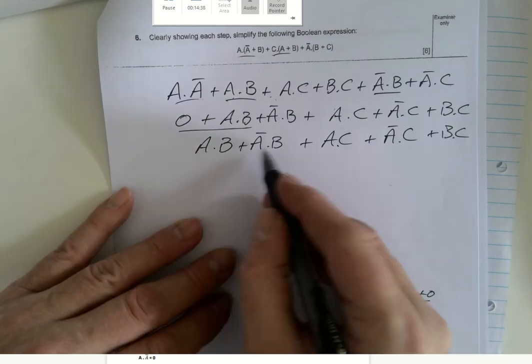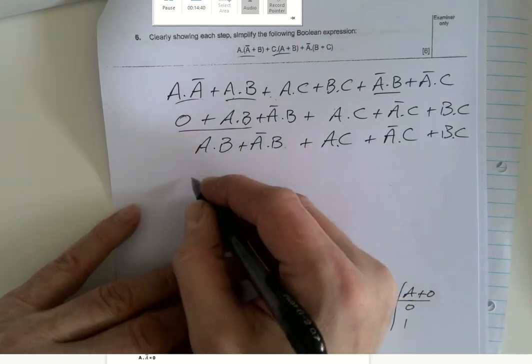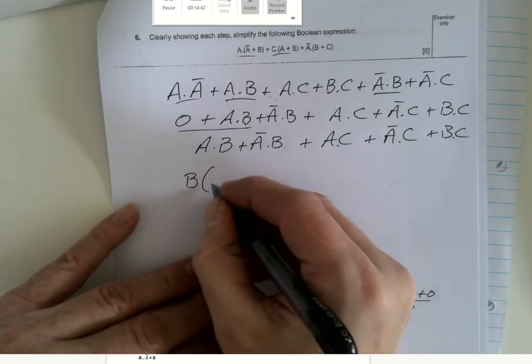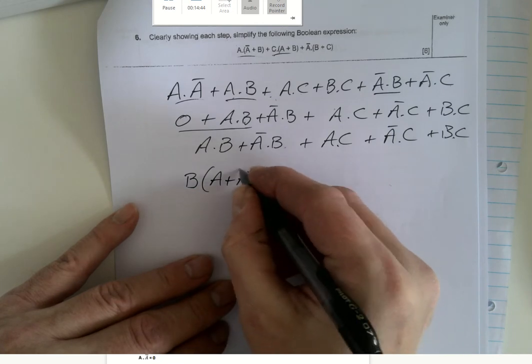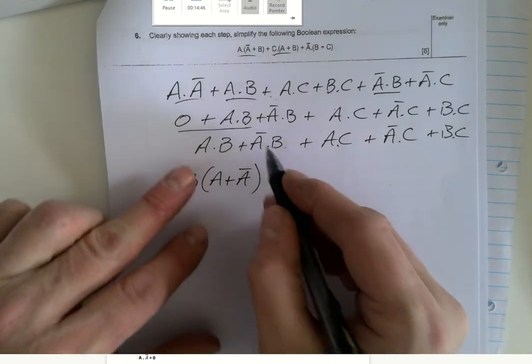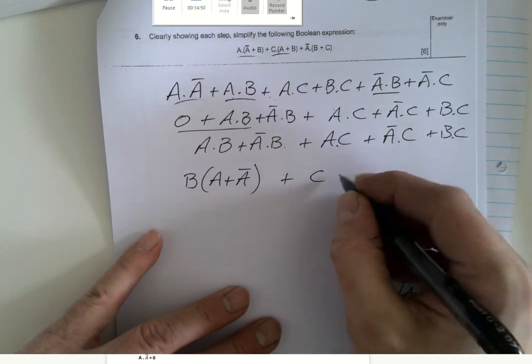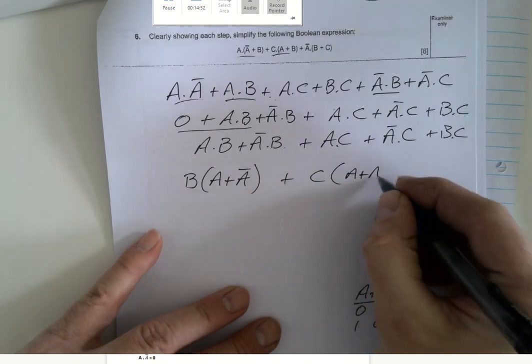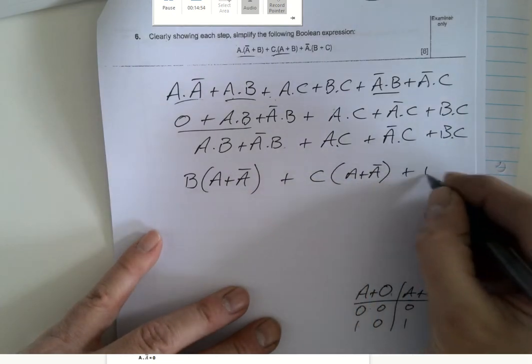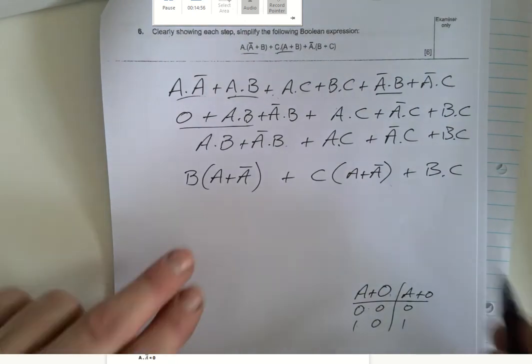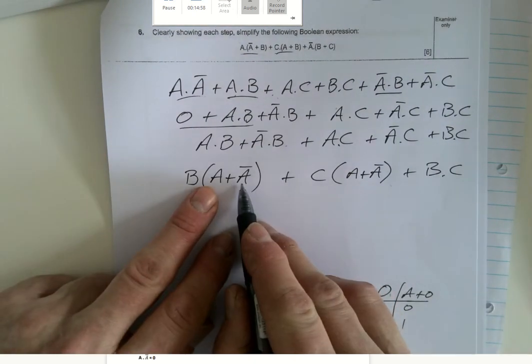Okay, right, now what I'm going to do, I'm going to take a factor out of this, of B, and I'm going to leave in there A or not A. That's what the not A's are for, they're going to cancel each other out. Or for this one, I'm going to take C out, and I'm going to leave A or not A inside, and I'm going to leave the B, C here. Let's see what happens. A or not A.